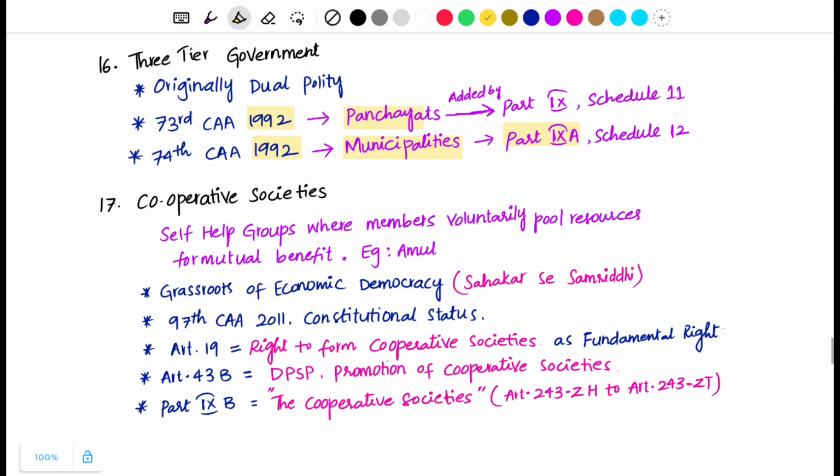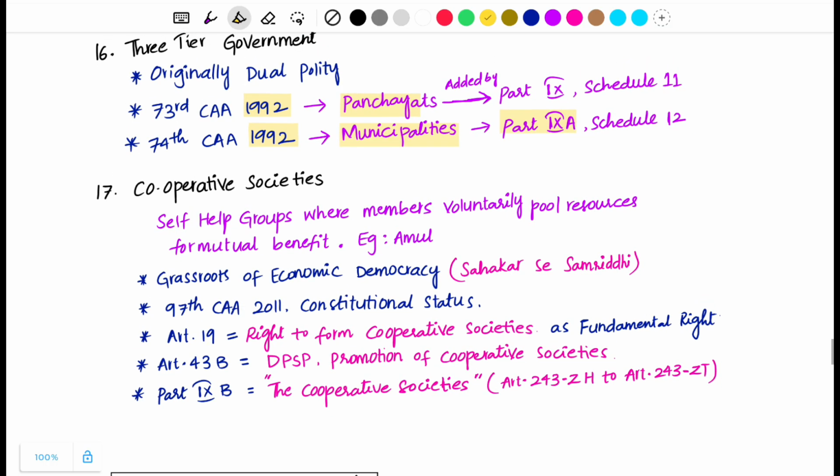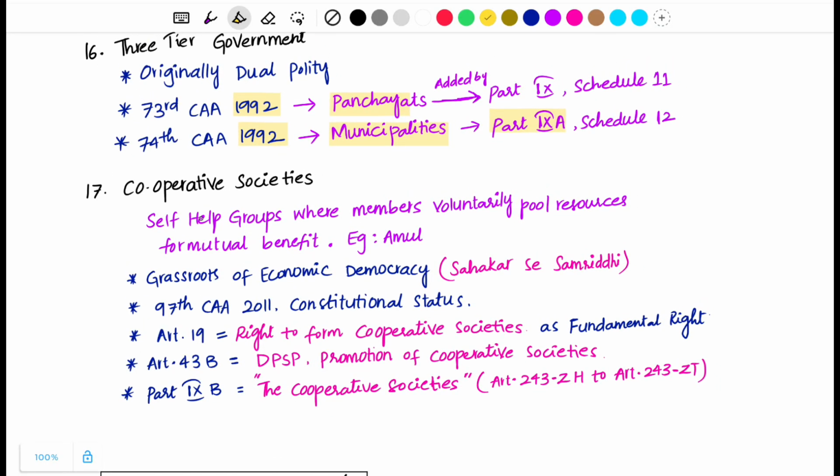Now we have cooperative societies. Sahakar se Samriddhi. This is a nice, badhiya slogan. 17th is the cooperative societies. What are cooperative societies? Let's first try to understand. Cooperative societies are self-help groups. They are not supported by the government. They are supported by the members in that group. So they are called self-help groups, SHGs.